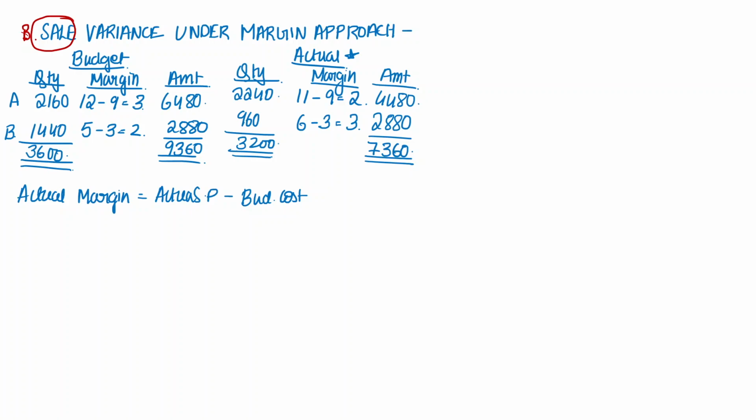If you change the cost there, what is the cost? 8 rupees. 11 minus 8. 3 rupees. 3 rupees you have made your actual margin. That means there is no variation. But you will get some cost variance. Cost variance will be there now.